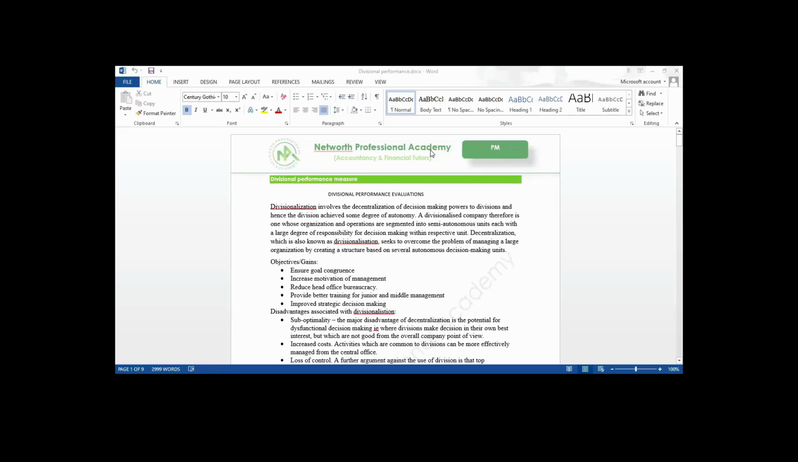And lastly, divisional structure improves strategic decision making. We wonder why Dangote is into many businesses.